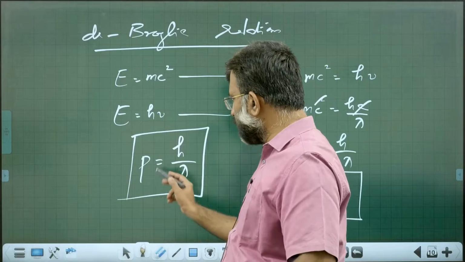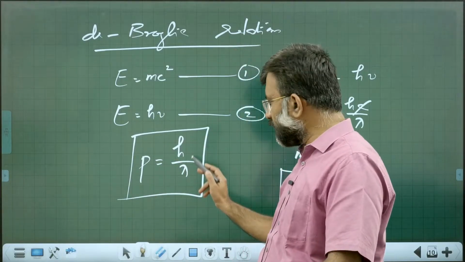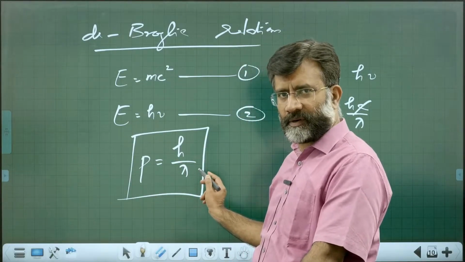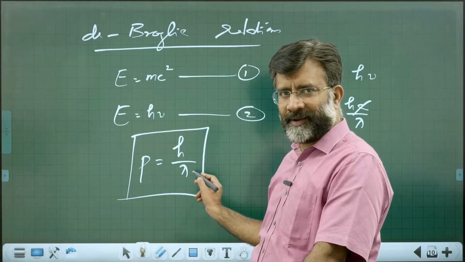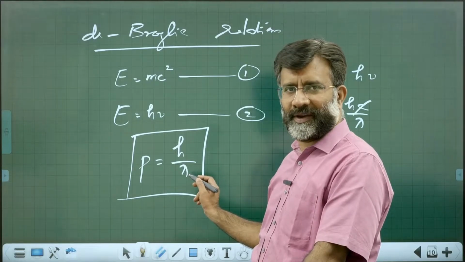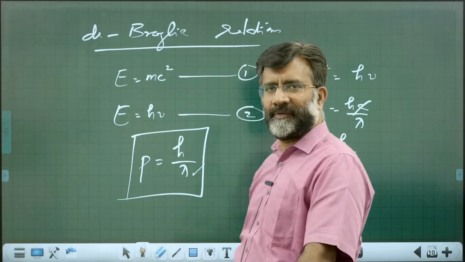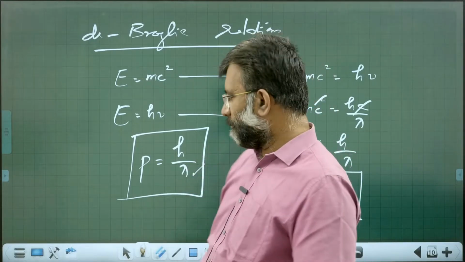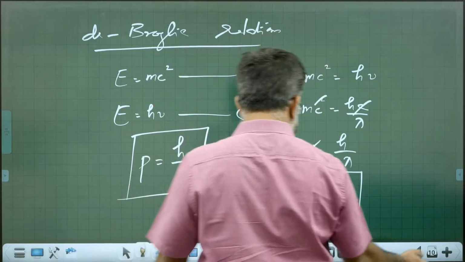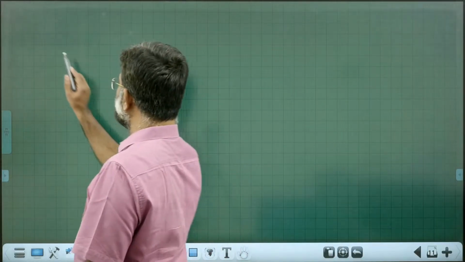This is momentum, this is Planck's constant, and this is lambda. Don't call it simply wavelength. Call it the de Broglie wavelength. This is the de Broglie wavelength. Okay. Next is the uncertainty principle.